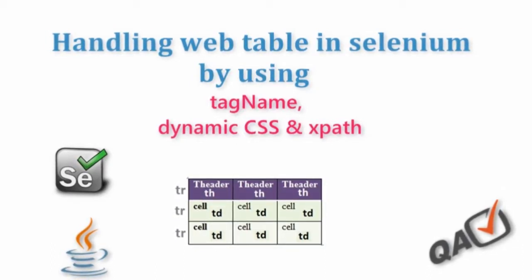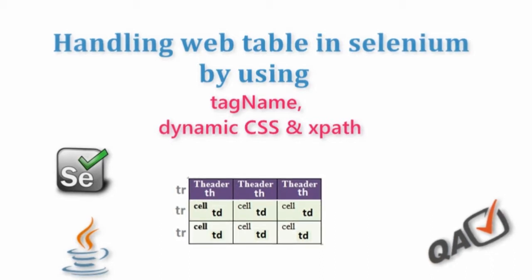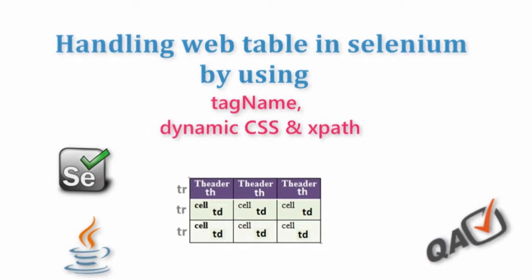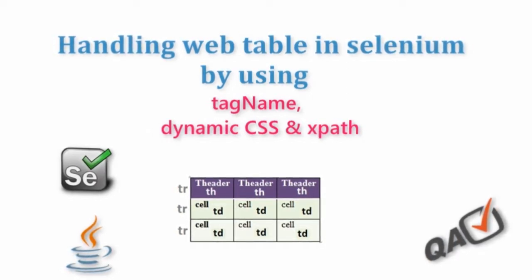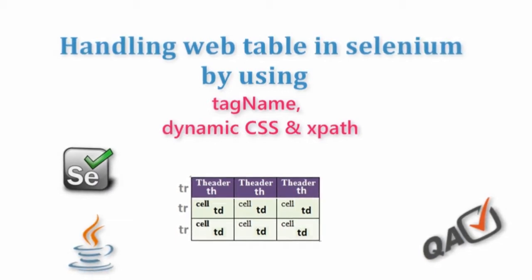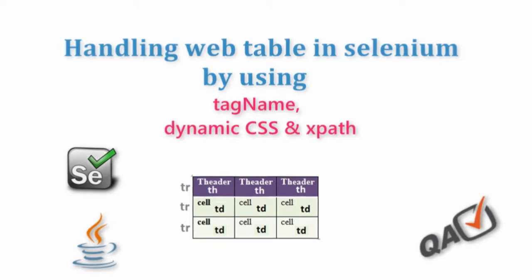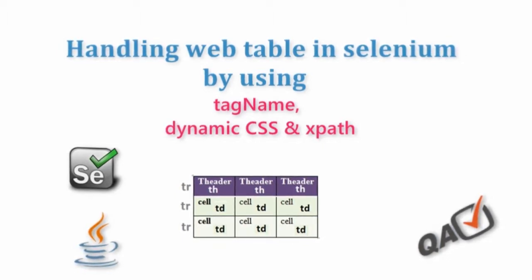So in this session we will see how we can handle web tables by using Selenium. We will come to know how we can identify a table on a browser and its elements, like how we can access the rows, columns and the data inside the table. And with this we will see how easily we can access the data by using CSS and XPath.